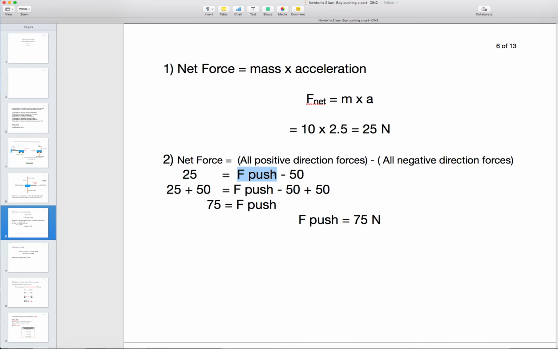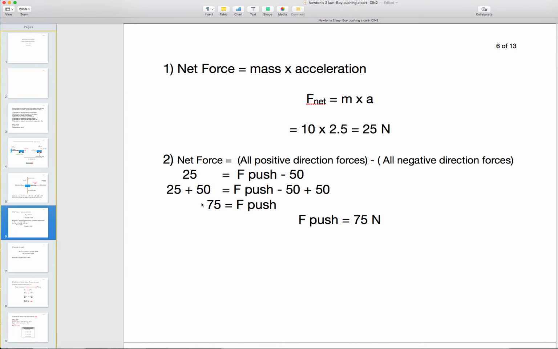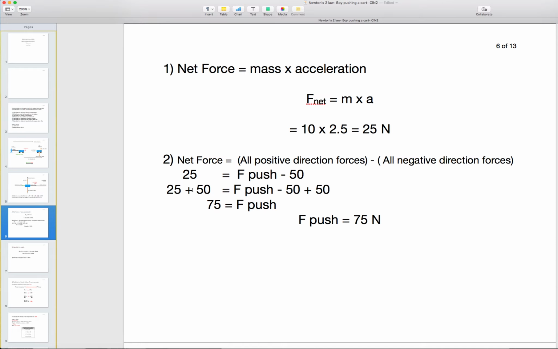All the forces in the positive direction would be the force he is pushing with, minus all the forces in the negative direction, which is the force of friction. When we do that, we get 25 equals F push minus 50. You add 50 on both sides, and after the calculation, the boy has to push with a force of 75 Newtons.